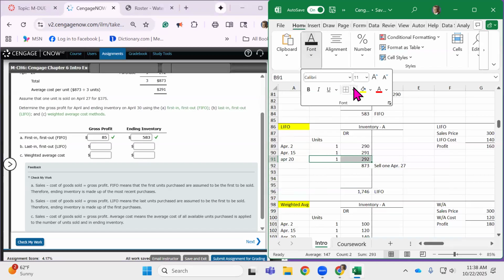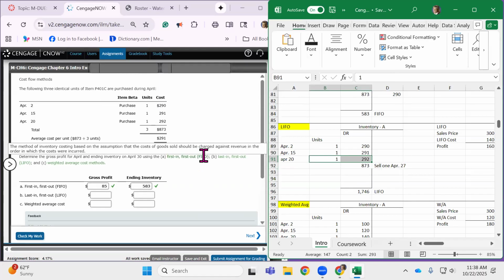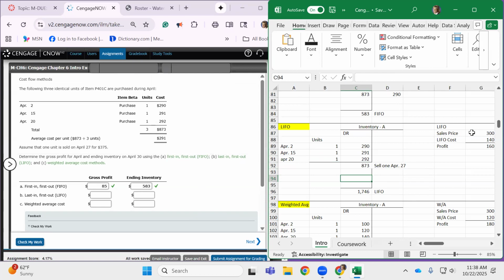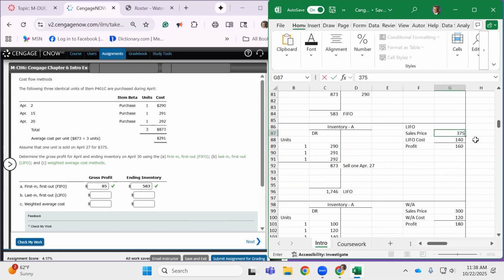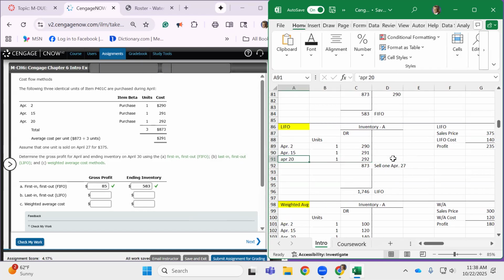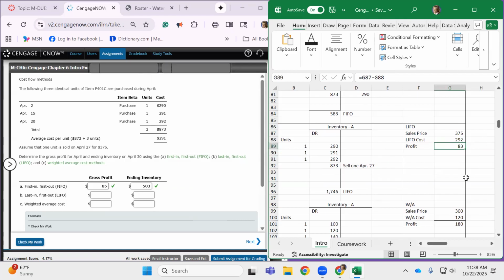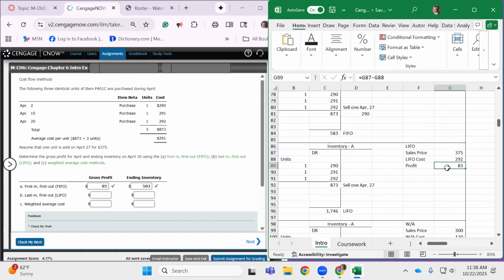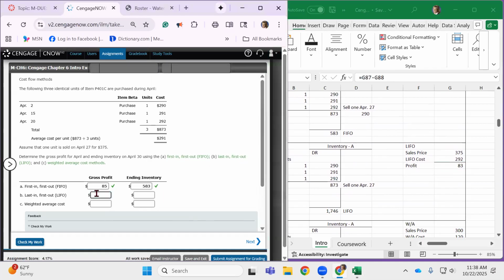Okay. So now let's do this one. So first in, first out. The sales price is $375 each. So what is the last cost that's sitting here? The last cost that came in is $292. So if we take $292 and we subtract from $375, we get an $83 profit. So see how the profit is different based on which cost flow assumption you used, right?